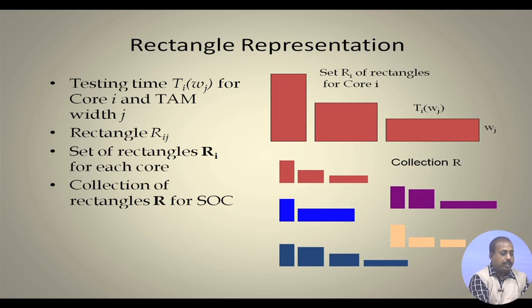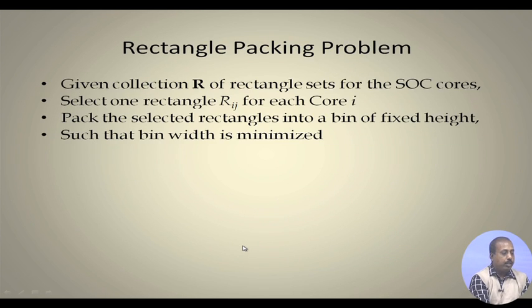So this is the collection. This is the set of rectangles for the first core, these are the second core, third core, fourth core. It is not mandatory that all of them will have an equal number of rectangles; it can be different numbers as well. So this gives rise to a version of the problem which is known as the rectangle packing problem. The scheduling problem is now translated into something called a rectangle packing problem.